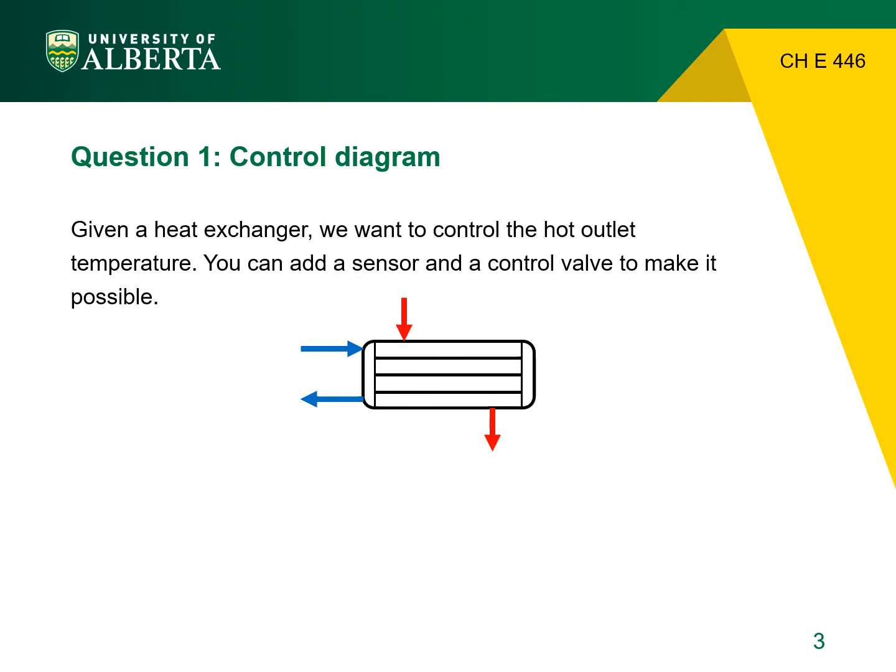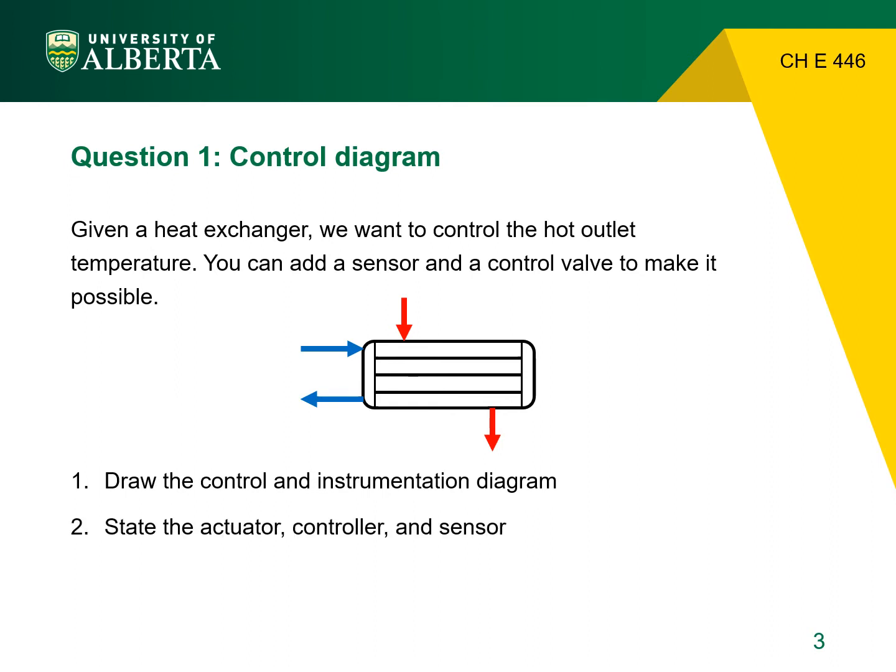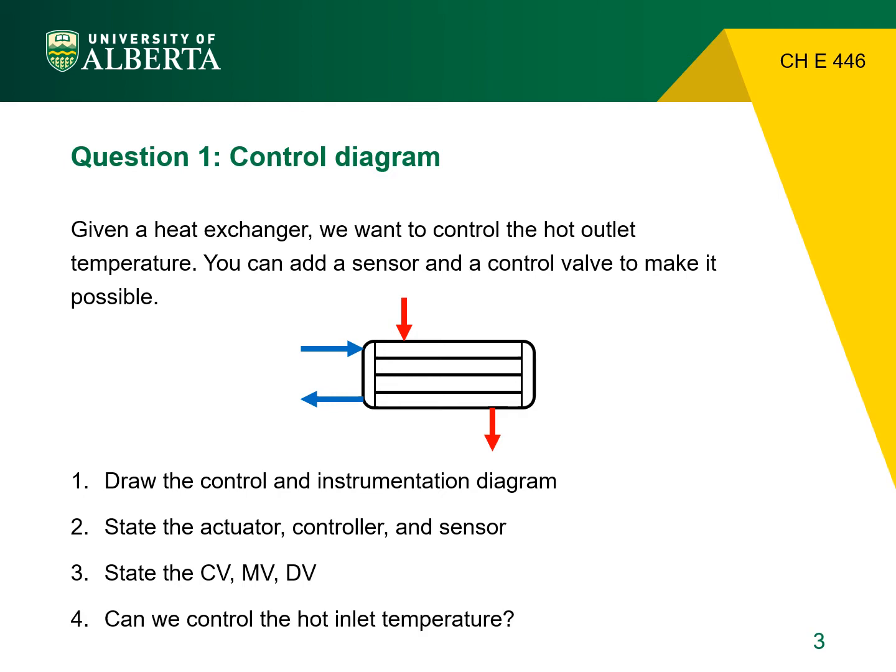In question 1 of this seminar, we are asked to make a control diagram for a heat exchanger. The heat exchanger is used to cool down a hot liquid, shown by the red arrows, using a cooling liquid, shown by the blue arrows. We are asked to draw the control and instrumentation diagram, state the actuator, controller, and sensor, state the controlled, manipulated, and disturbance variables, and whether we can control the hot inlet temperature.